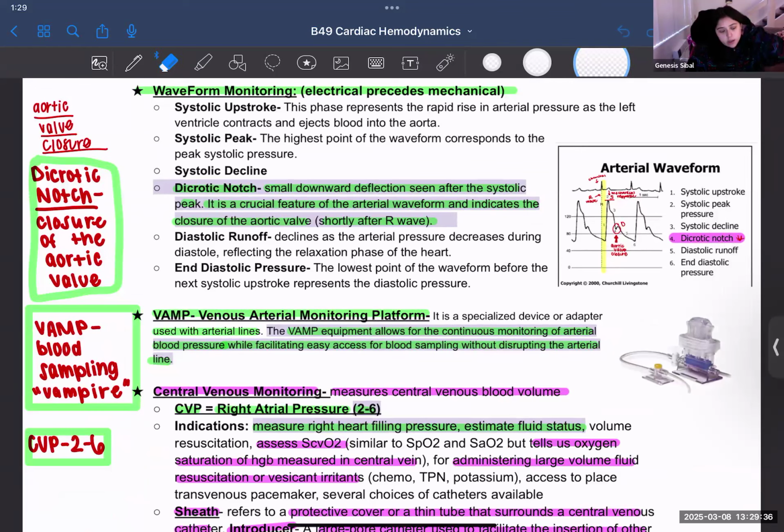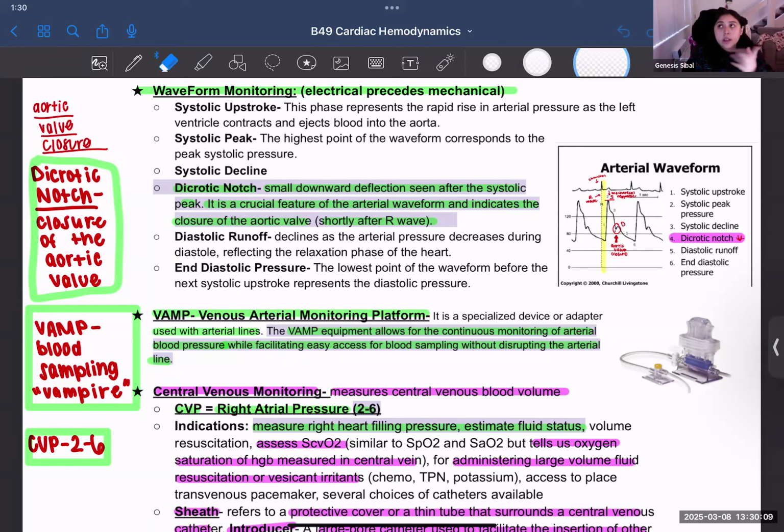Okay, moving on to the waveform. I'm not going to read all of this, I'm only going to talk about the dicrotic notch, because the rest of this you're going to have to read. She doesn't really ask about it, but it talks about how the waveform looks, how the electrical precedes the mechanical, and the different phases that match up to the patient's systolic versus diastolic pressure. But really the one important part that she wants you to know is the dicrotic notch, which is a small downward deflection seen after a systolic peak, and it's telling you on the arterial waveform the closure of the aortic valve.